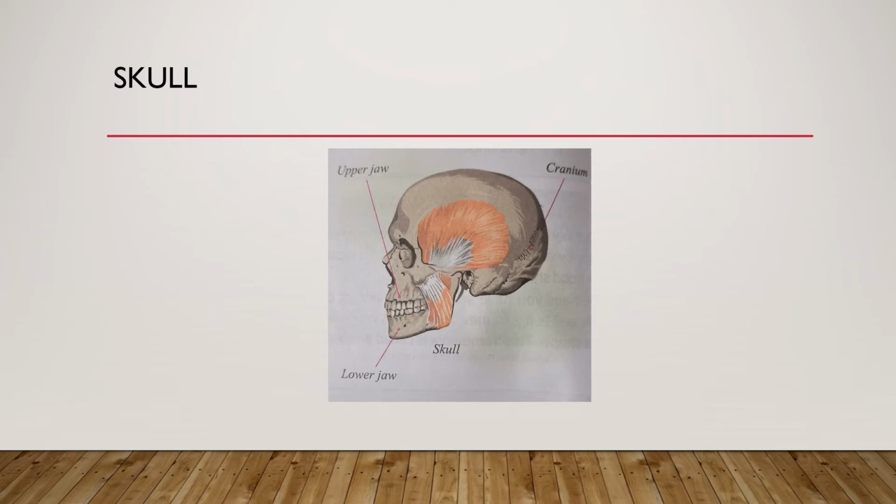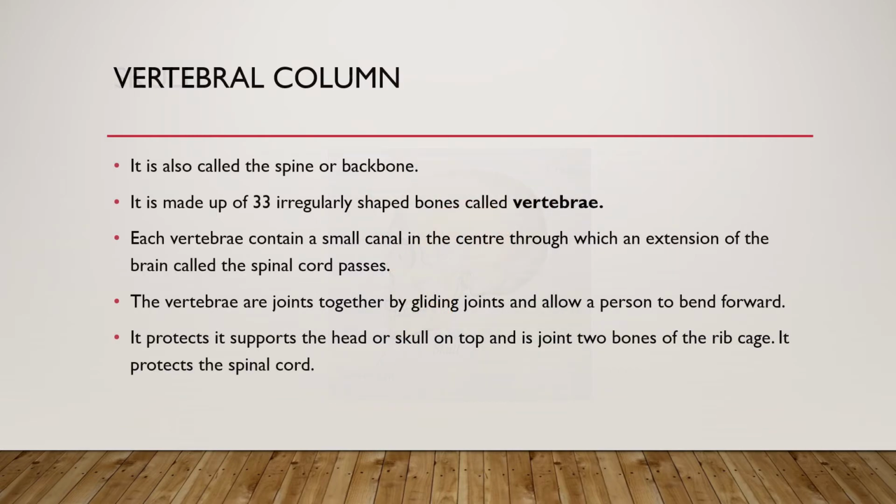Here we can see the structure of the skull. We have a cranium over here, which protects the brain. Then we have the upper jaw and lower jaw, and this is the entire structure of the skull. The cranium is made up of 8 bones, and the remaining facial bones are made up of 14 bones, which makes a total of 22 bones present in the skull. Then comes the vertebral column.